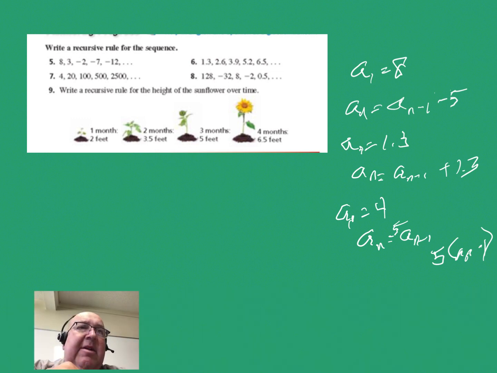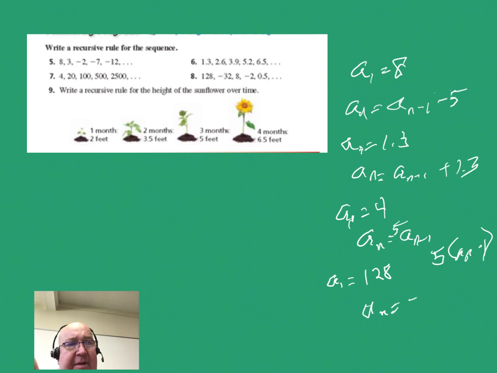Okay, this one we're multiplying by negative 1/4. So we're going to define our first term. A1 equals 128. A to the n is equal to negative 1/4 a n minus 1.